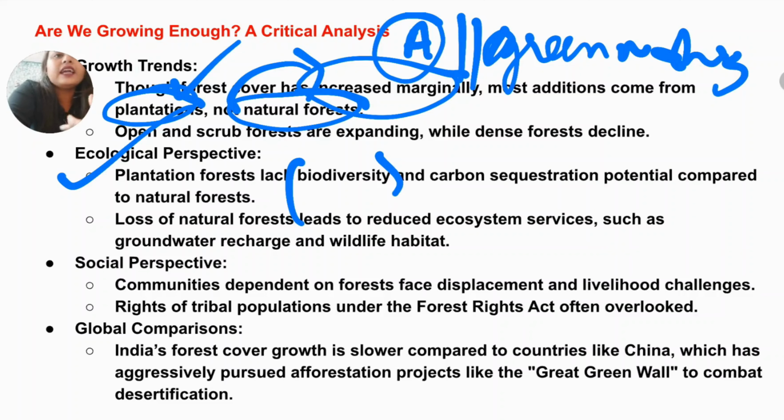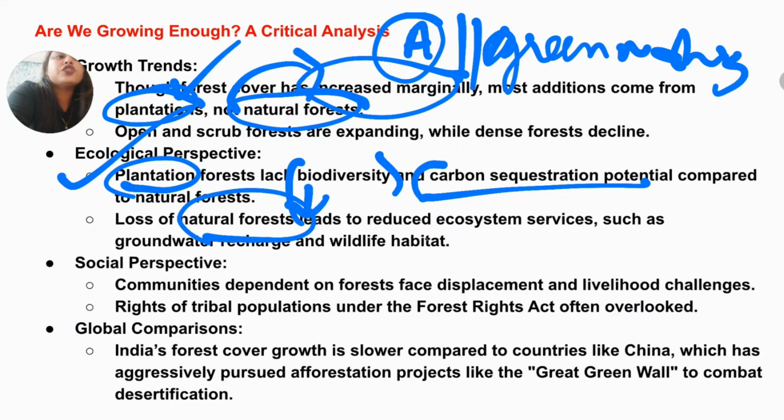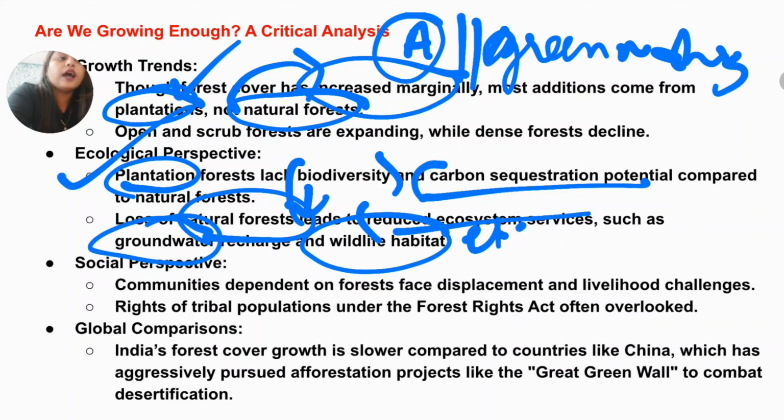It does not encourage the wildlife to grow over there, and the carbon sequestration potential compared to the natural forest is so low in the plantation aspect. So the loss of natural forest is leading to reduced ecosystem services like groundwater recharge and wildlife habitat. These and many more are called ecosystem services, the ecological or environmental services which are provided by that environmental source for humanity.